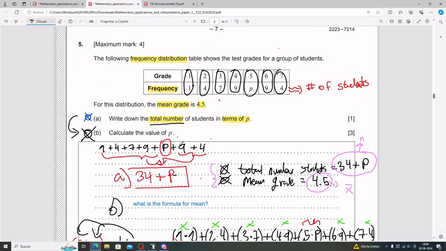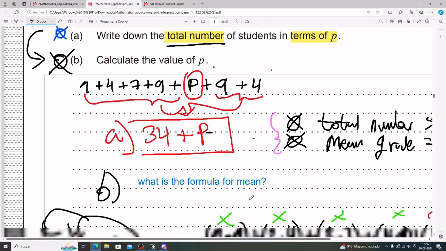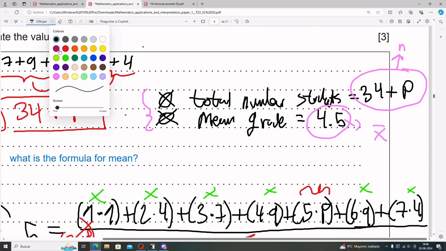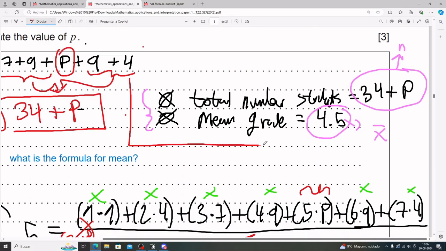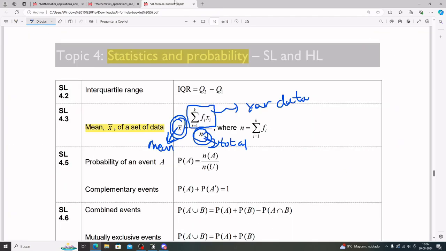So the quick recap is keep in mind how the mean formula works, okay? And also acknowledge how I reached it. First, especially if there's a problem that you're kind of stuck on, write down what you know. And so what I knew was the total number of students and the mean grade. And I said, okay, is there a formula that connects the two? Well, the biggest buzzword here is mean. So let's look at the mean formula in the formula booklet.